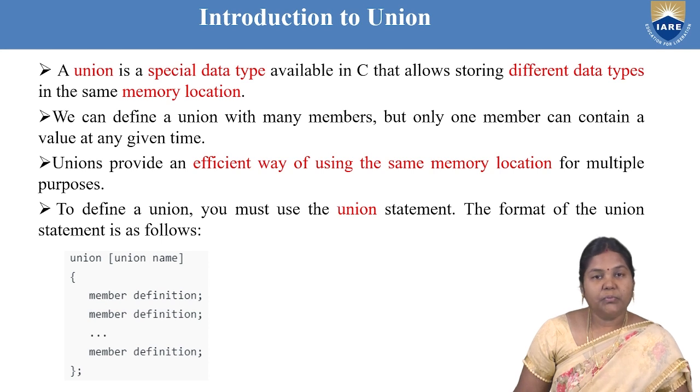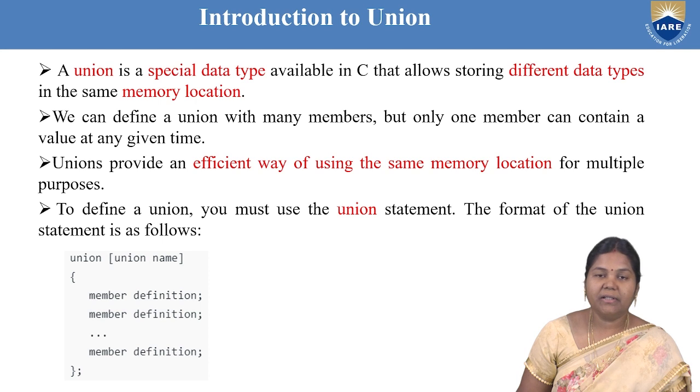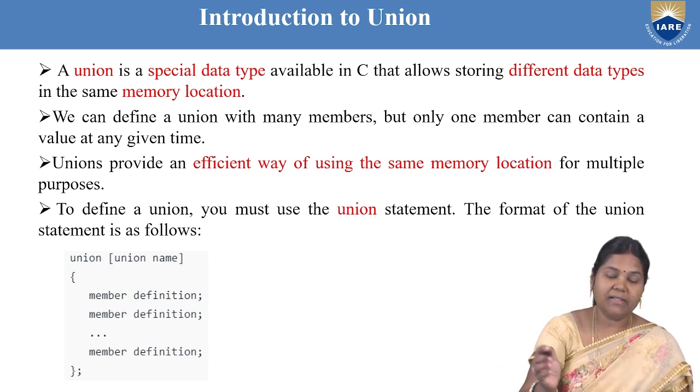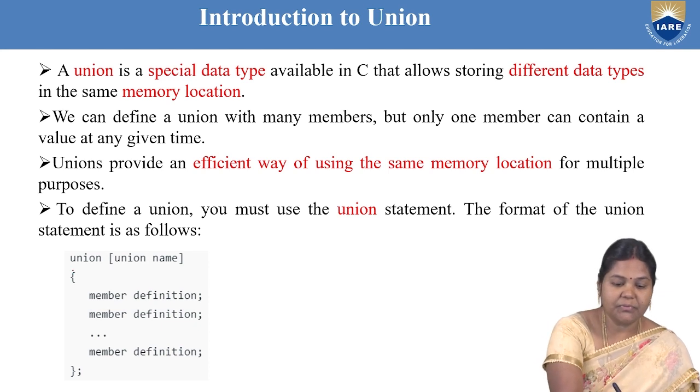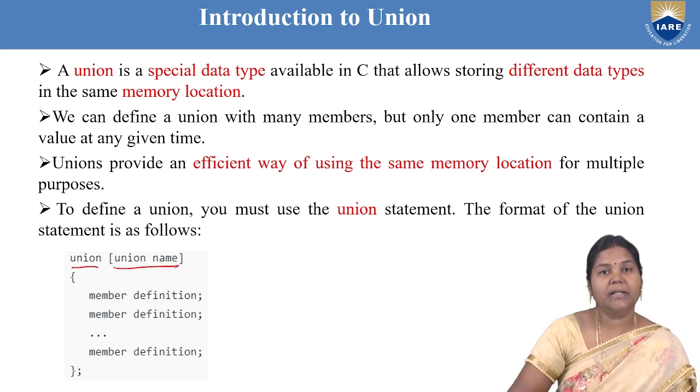So how to declare a union? To declare a union, you must use the union keyword. So the format for declaring a structure and a union is almost similar, only there is a difference in the keyword. So let us see how to write a union. Union followed by a union name.